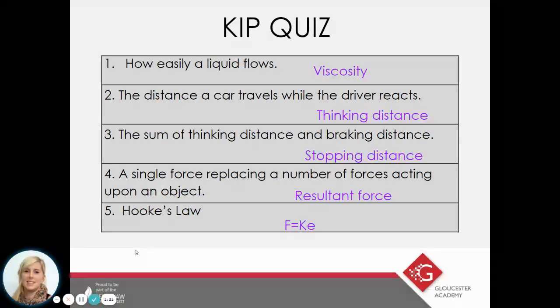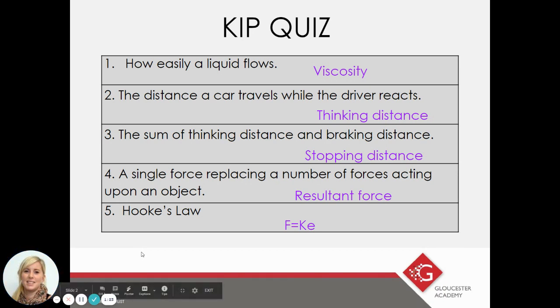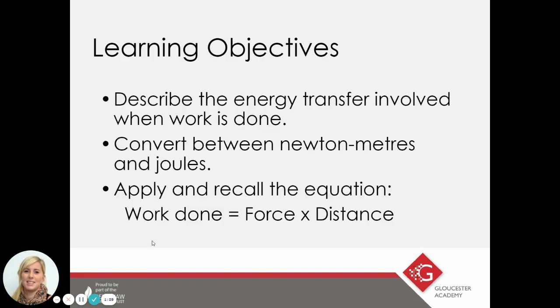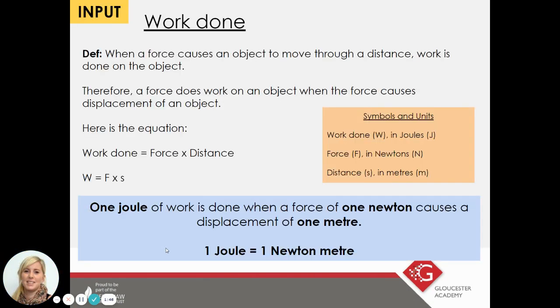So you may need to transfer to your exercise book now. So like I said, our lesson today is on work done and energy transfer. And our learning objectives today are to describe the energy transfer involved when work is done. So we'll find out what that concept means when we say when work is done. Convert between Newton meters and joules, and then apply and recall the equation work done equals force times distance.